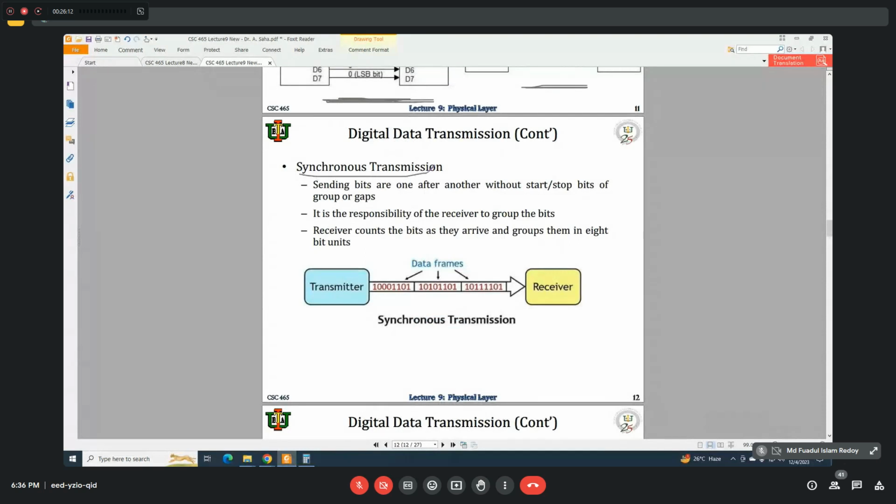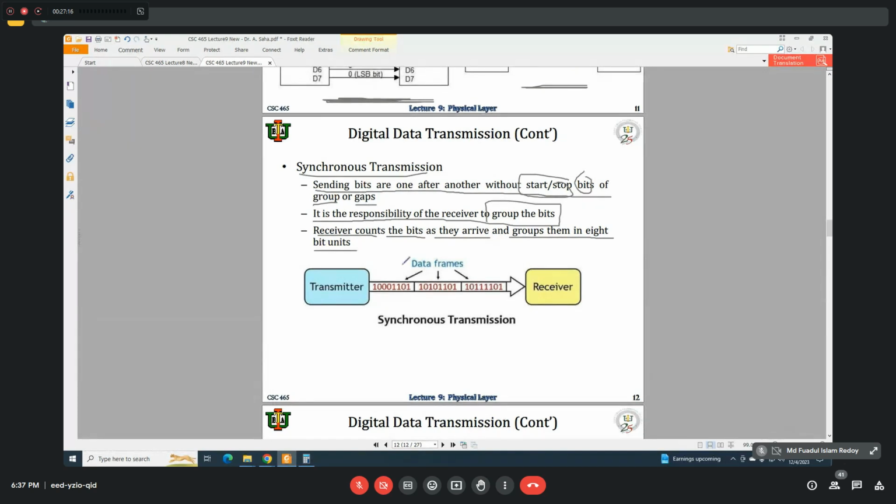So now let's see what synchronous and asynchronous are. In synchronous transmission, the bits are sent one after another without start or stop bits. There is no significant flag with the bits by which the receiver will understand that these are the 8 bits, 1 byte. In this case, the receiver is responsible for counting the bits, 0 1 2 3 4 5 6 7. When he counts the 8 bits, 0 to 7, he takes it as 1 byte. So the receiver is responsible for counting the bits and making the byte, and separating one byte from another byte. The sending bits are one after another without start and stop bits or gaps, and it is the responsibility of the receiver to group up the bits. The receiver counts the bits as they arrive and groups them into 8-bit units to get the byte.